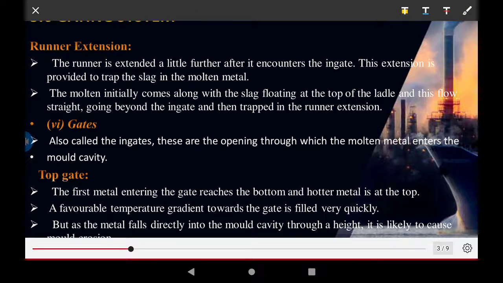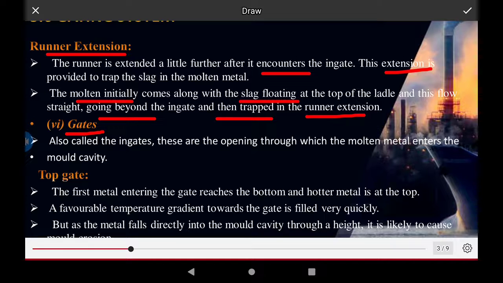Gating system: runner and runner extension. The runner continues a little further beyond the last gate. The extension is provided to trap the slag in the molten metal. The molten metal initially comes along with slag floating on top of the ladle in this flow, going straight beyond the gate, then the tapered runner extension.